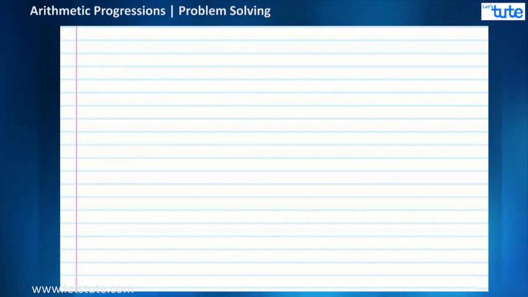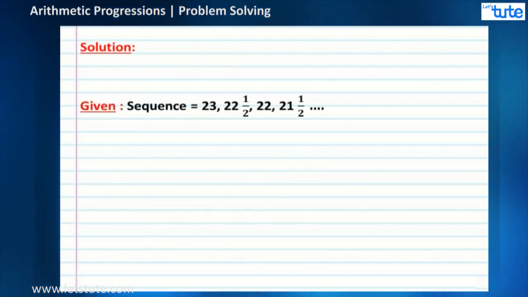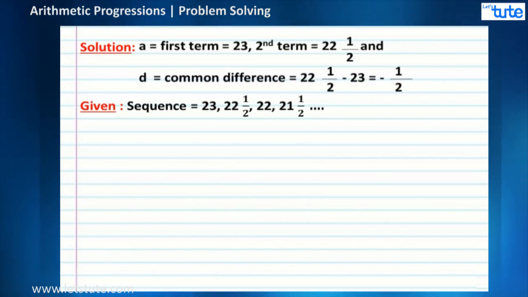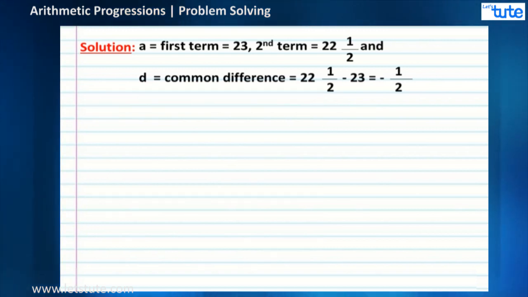Let us take a look at the solution. Now firstly observe the sequence. You will see that the first number is 23 and the second number is 22 and a half. Now we need to find out the common difference, which is D. Now how do we find out the common difference? We find out the common difference by subtracting the consecutive terms. So by doing that we get 22 and a half minus 23, which equals minus half. So the common difference D is minus half.